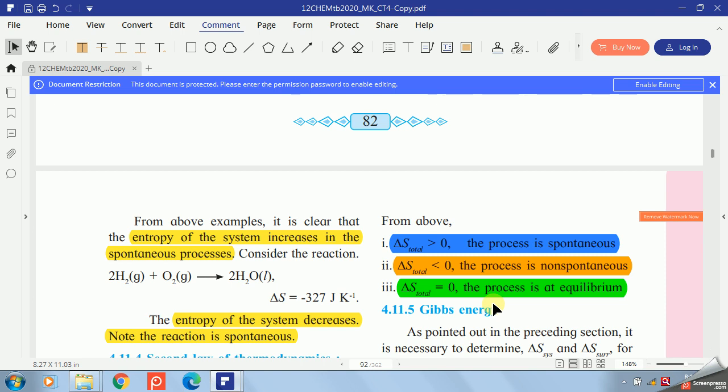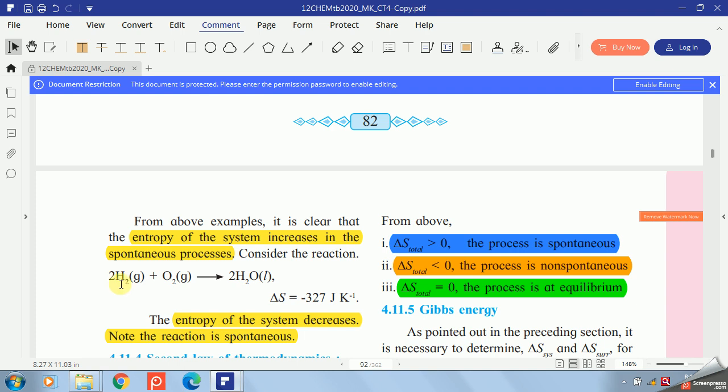So from this example, it is clear that entropy of the system increases in case of spontaneous process. Let us consider another example.